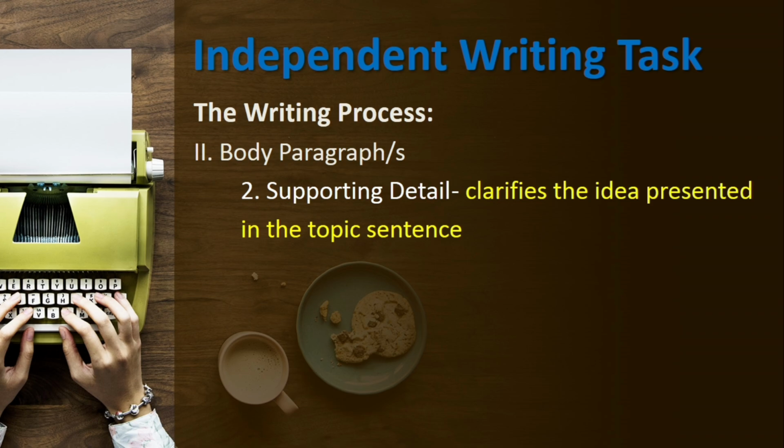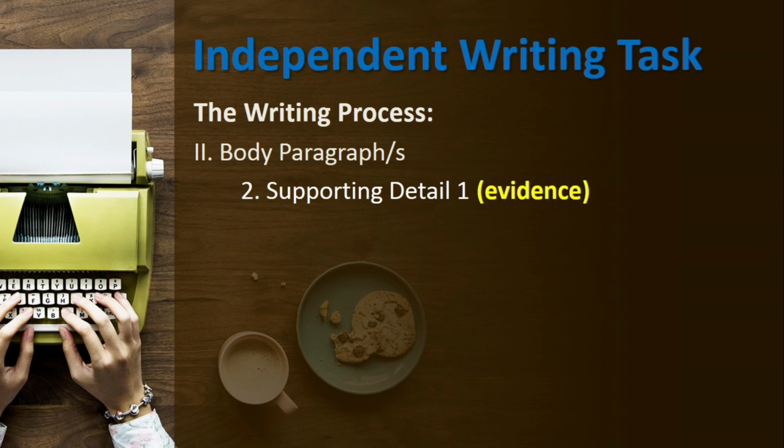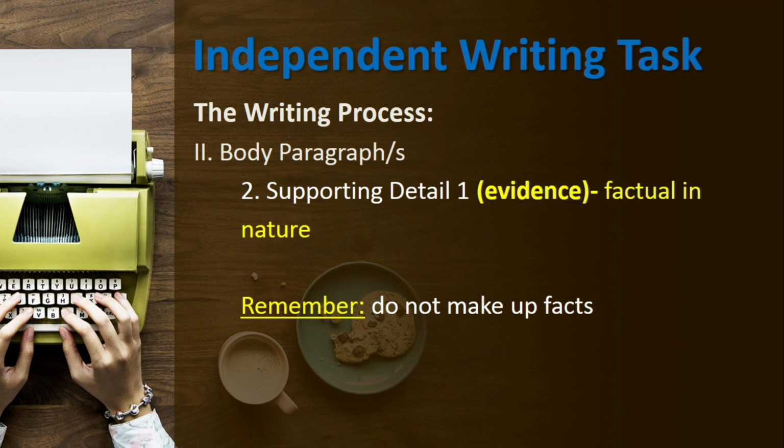Supporting details are statements that help clarify the idea presented in the topic sentence. Specifically, supporting detail 1 directly supports the topic sentence. There are many types of supporting details, but the best to use is your first supporting detail as an evidence. It is a type of supporting statement that is again factual in nature and accompanied by the source of information. So since it is factual in nature, be careful not to write a sentence that we call false fact. Doing so will again harm the credibility of your essay.